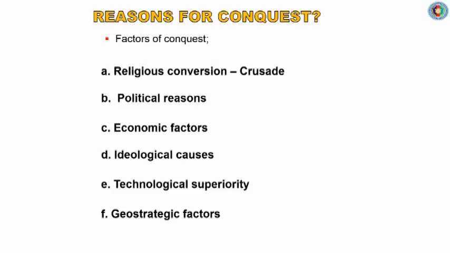The next one is ideological causes. Belief in Anglo-Saxon superiority. The next one is technological superiority. Steam engineering and railroads allowed easier and faster travel, increased exploration and improvement in communication. And the last one is the geostrategic factor, which is that Great Britain fought for controlling strategic enclaves.